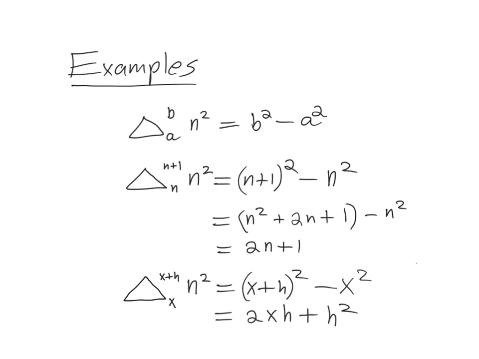The delta between x and x plus h of n squared is equal to (x plus h) squared minus x squared. Expanding (x plus h) squared, we are left with x squared plus 2xh plus h squared, and this leading order term x squared will cancel, leaving us with 2xh plus h squared.